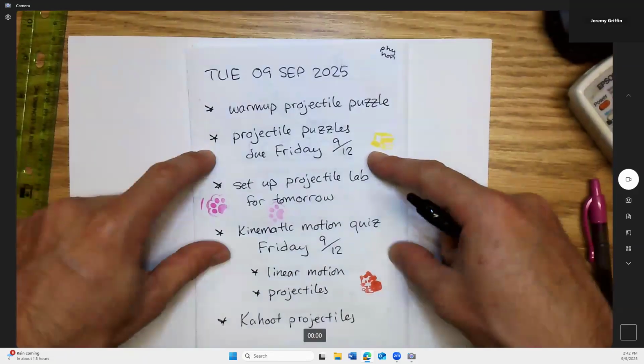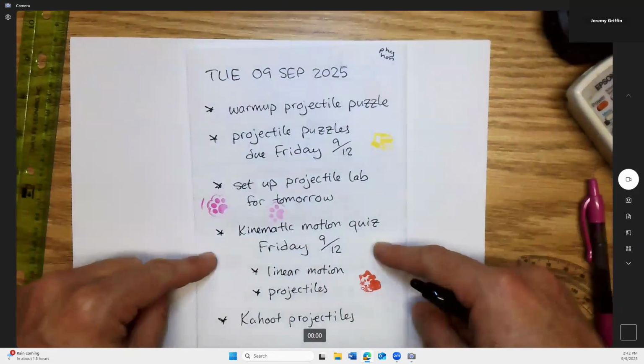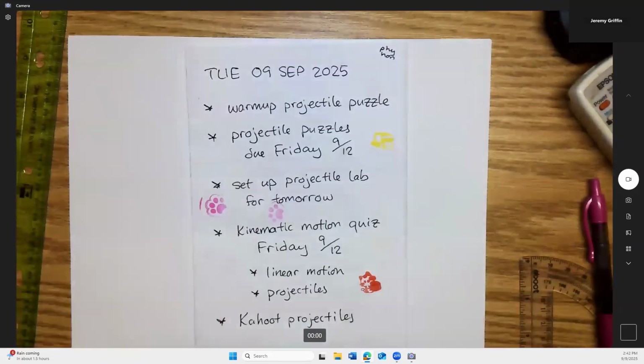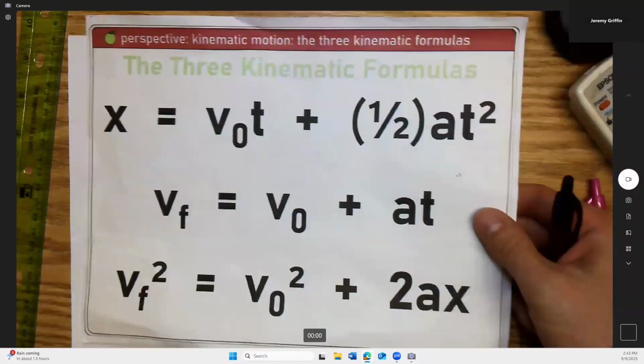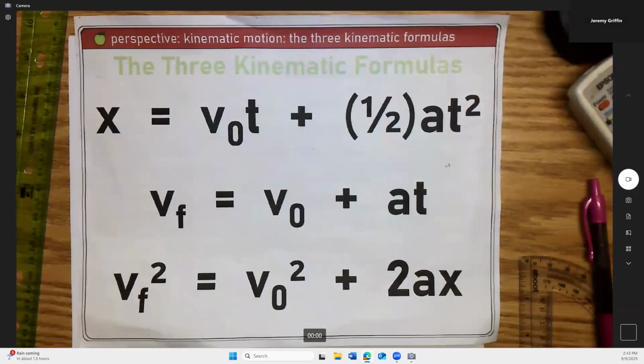And then Friday is going to be your quiz on kinematic motion, which is both linear motion and projectiles. But because it's all just the same equations, and we're doing some practice every day, we'll do more practice today.